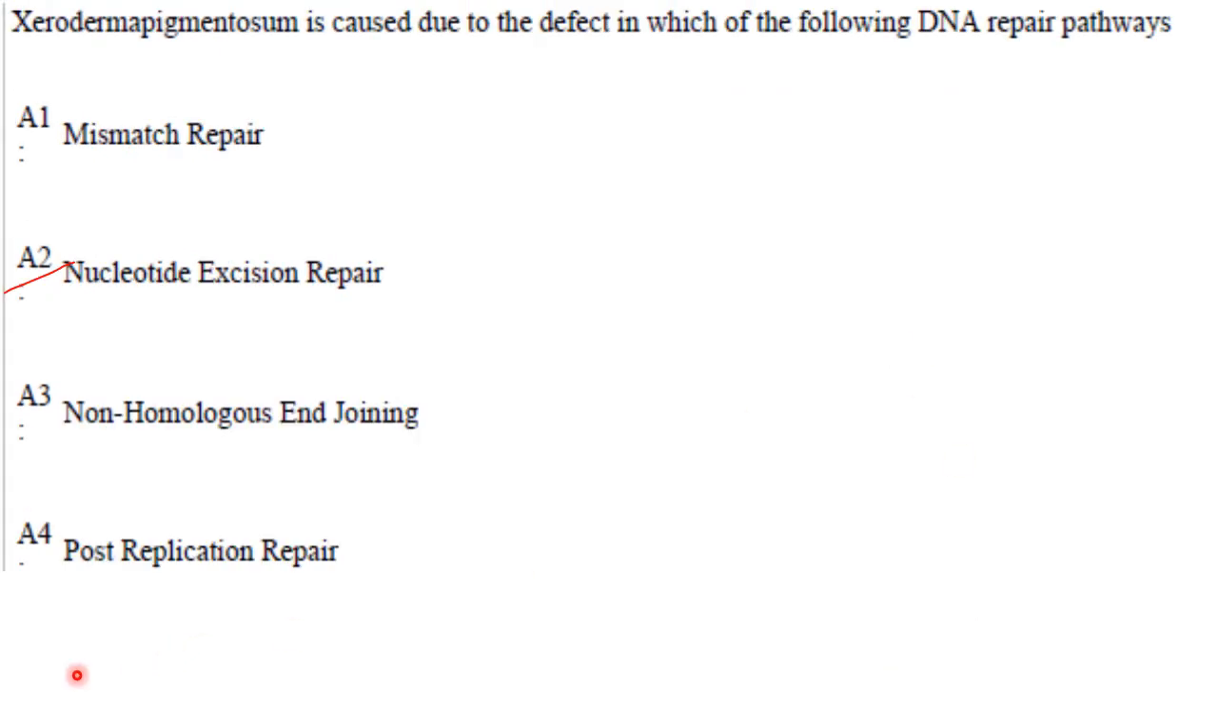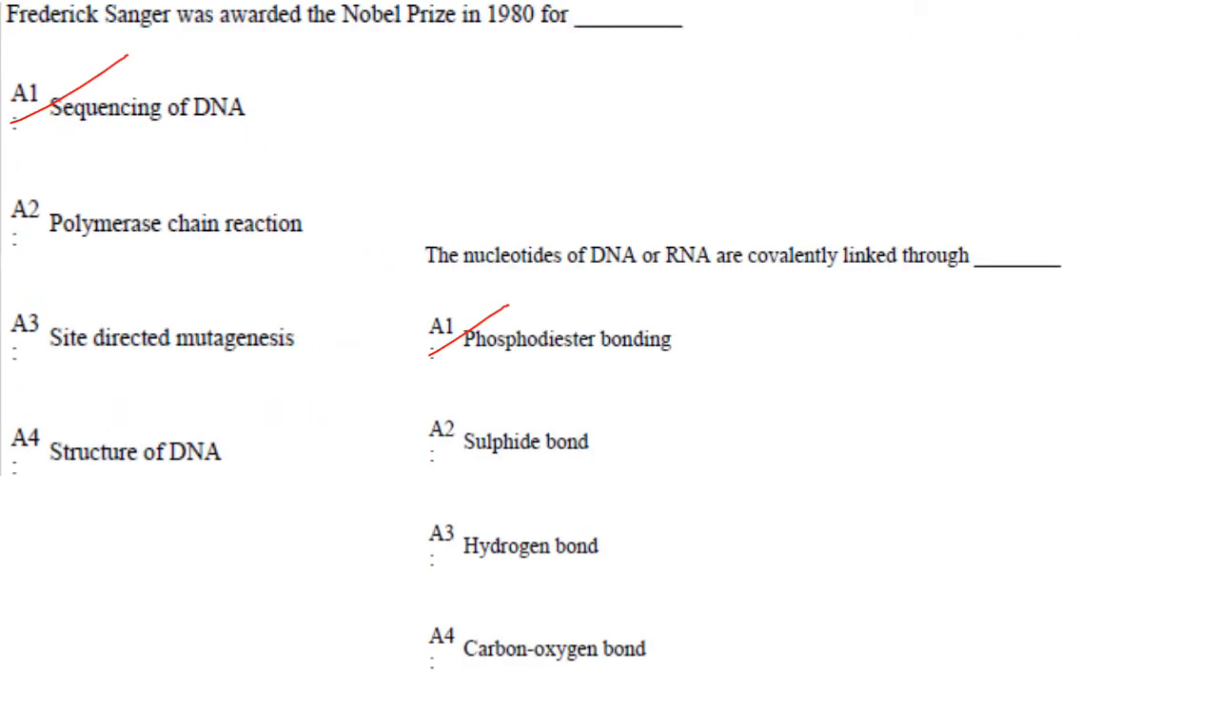Then next one, xeroderma pigmentosum is caused due to the defect in which of the following DNA repair pathways? It is nucleotide excision repair. Then next one, Frederick Sanger was awarded the Nobel Prize in 1980 for sequencing of DNA. Then next one, the nucleotides of DNA or RNA are covalently linked through... So they are covalently linked through phosphodiester bonding.